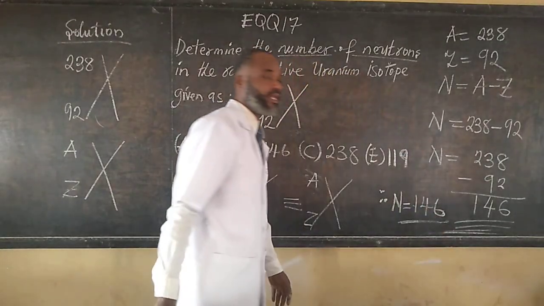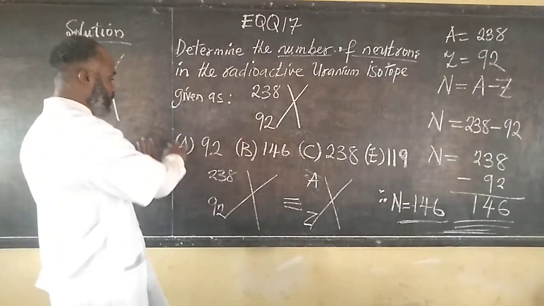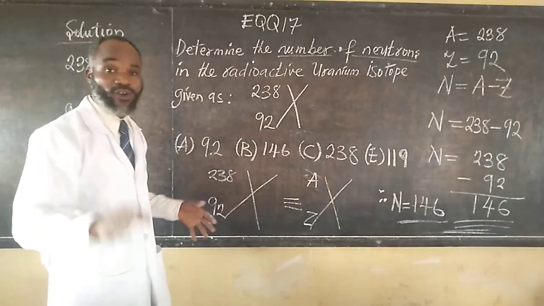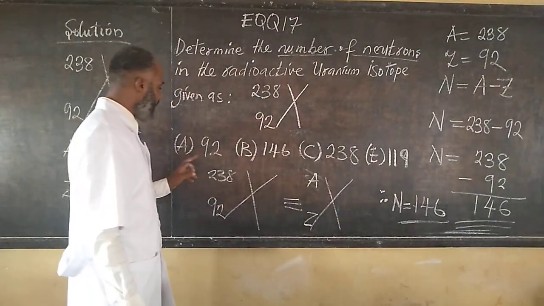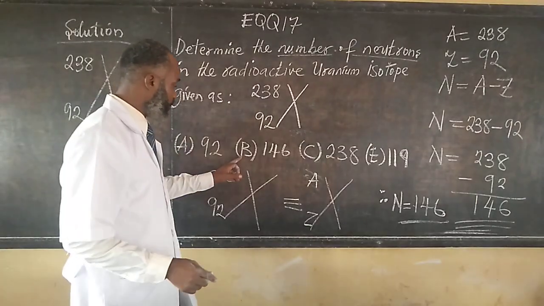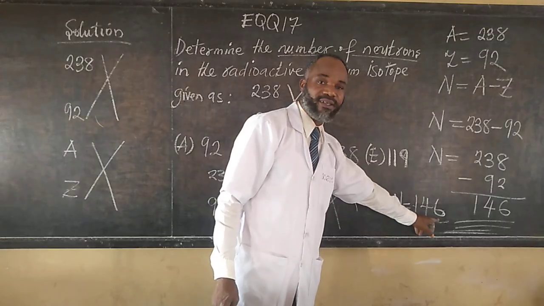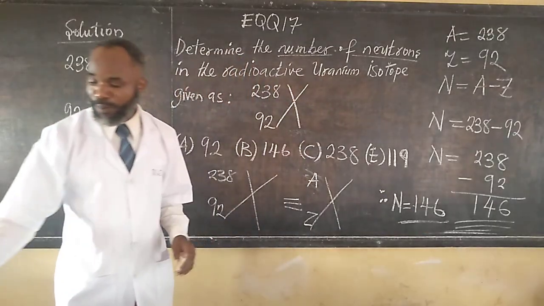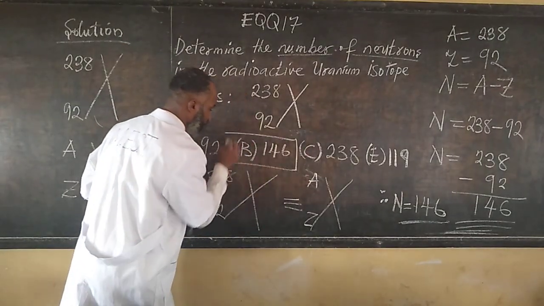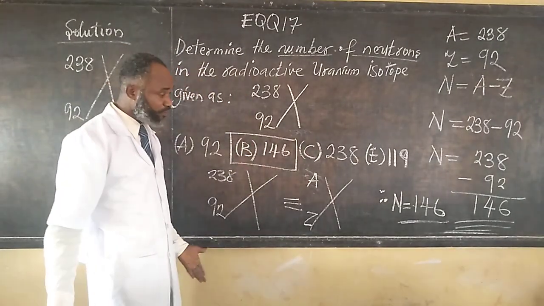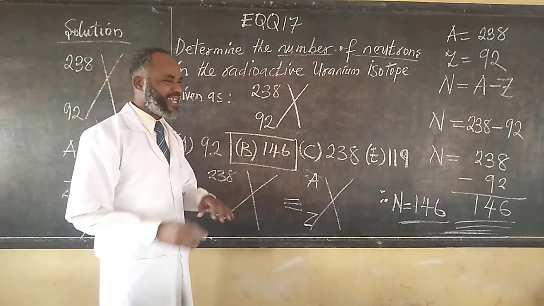Since it is an exam question, we go back to the options given and check if any option corresponds with our answer. Option A is 92, not it. Option B is 146. Of course, the number of neutrons is 146. Therefore, the most suitable option for this question is option B. That's the answer. You just take it and go your way. It's as simple as that.